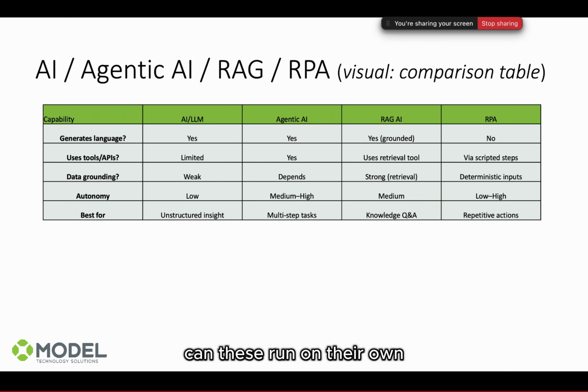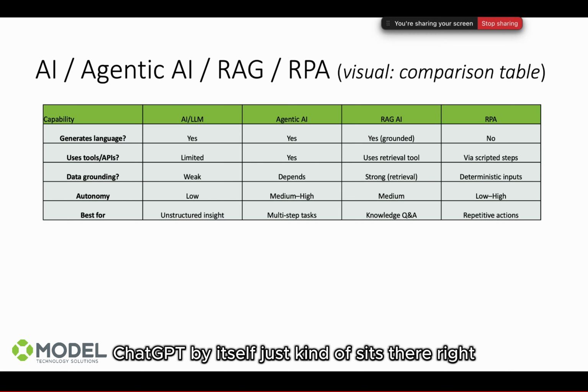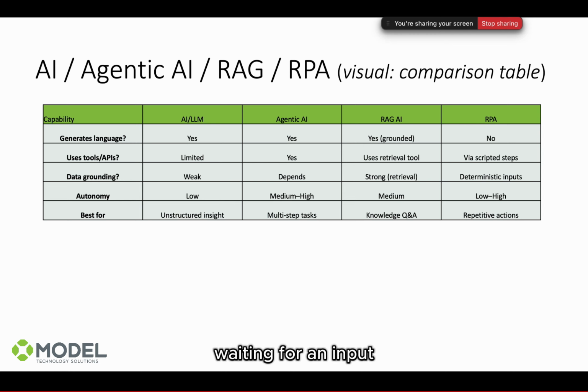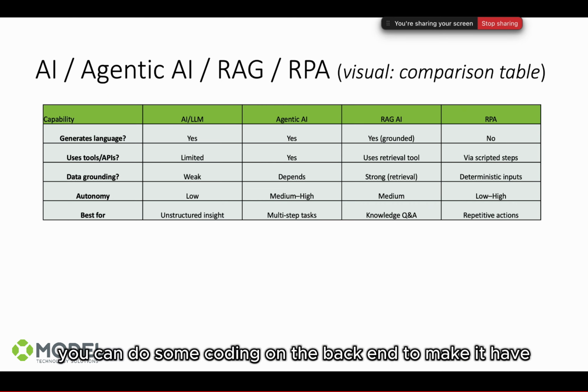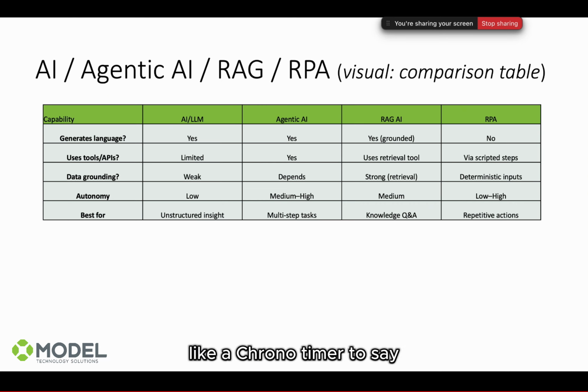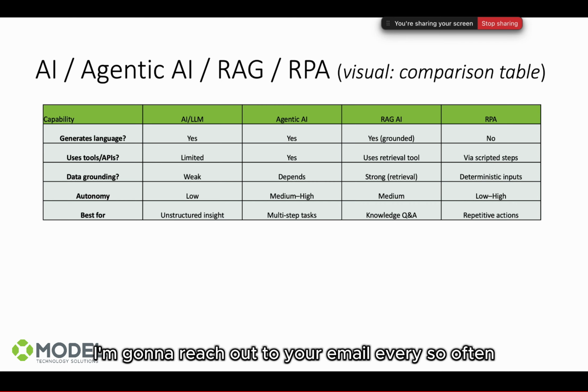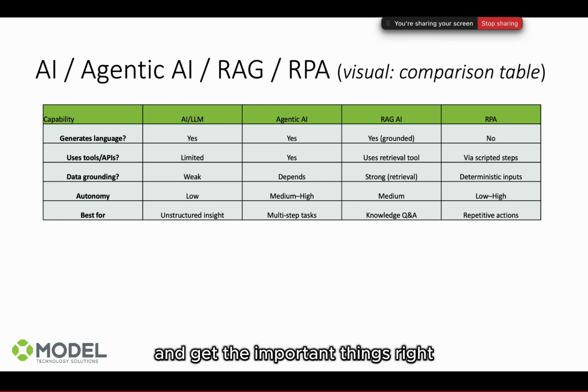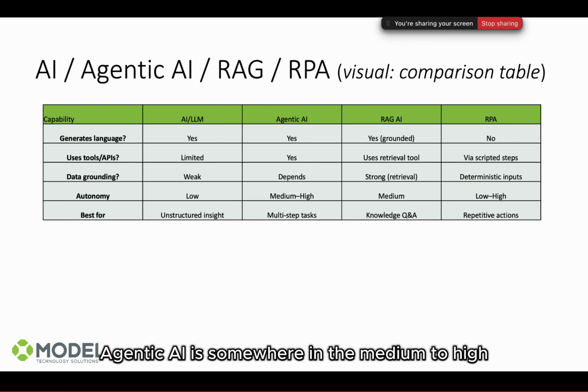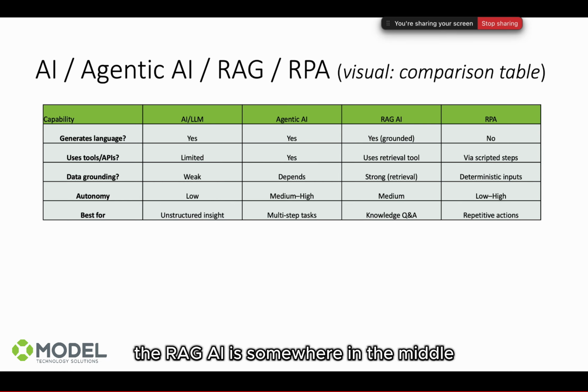Autonomy: can these run on their own? ChatGPT by itself just kind of sits there, right, waiting for an input. With agentic AI, you can do some coding on the back end to give it a chron timer to say, hey, I'm going to reach out to your email every so often and get the important things. But generally speaking, its capabilities to run autonomously are limited. Agentic AI is somewhere in the medium to high because you're coding up all around it. The RAG AI is somewhere in the middle, and RPA is low to high. You can make it as autonomous as you want.